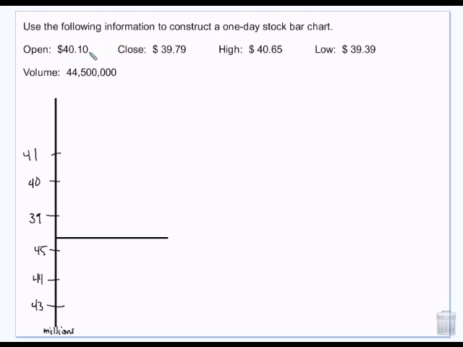Okay, so my open and close, that's the length of the bar. So I'm going from 39.79, which is maybe, what do you guys think about there? To 40.10, which is probably about there, we'll just guess. And I'm making a straight up and down line. My high is, oh, wait a minute. I looked at the wrong numbers. Sorry, open and close instead of high and low. Okay, 40.65 was my high. So that's up here. 39.39 was my low.